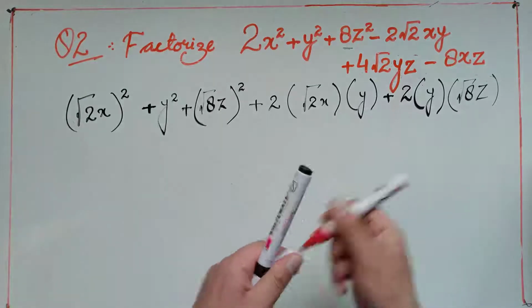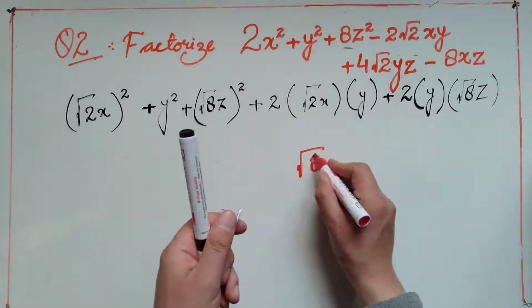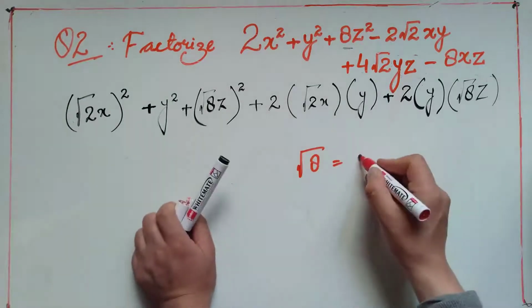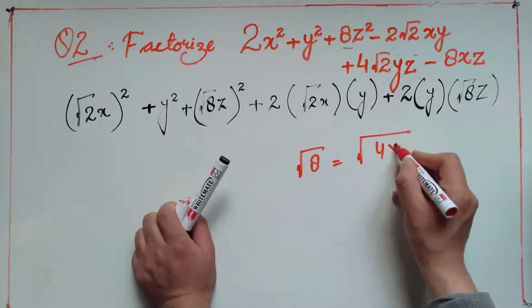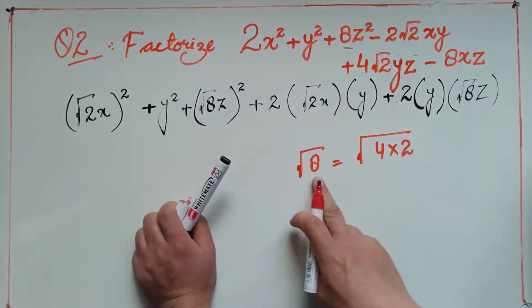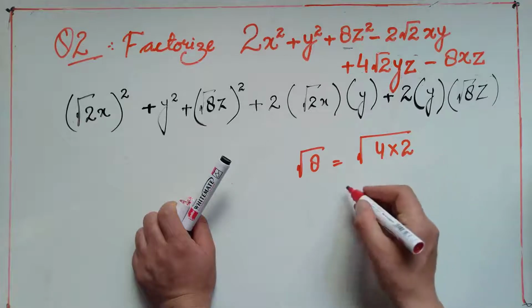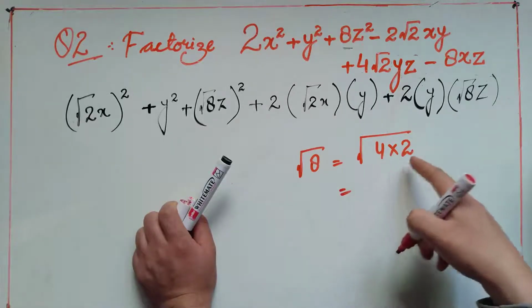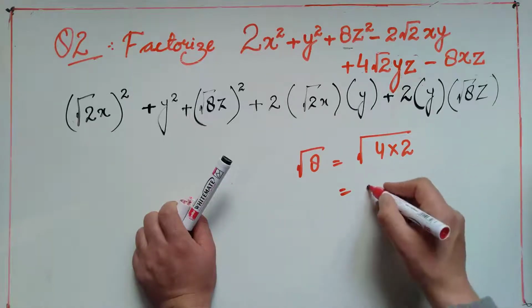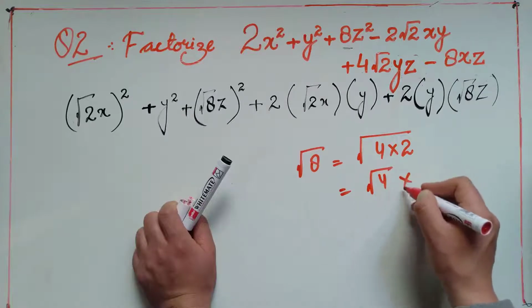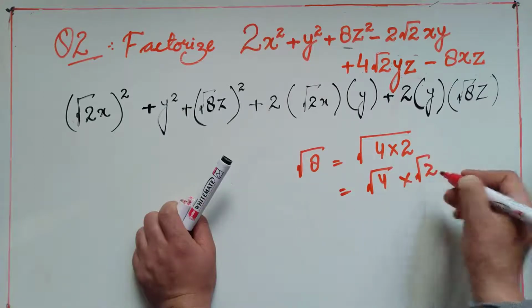If you see root 8, it can be evaluated as a root of 4 into 2. Instead of 8, I wrote down 4 into 2. Now, instead of having a single root, I can write down this in the individual form, that is root of 4 into root of 2.